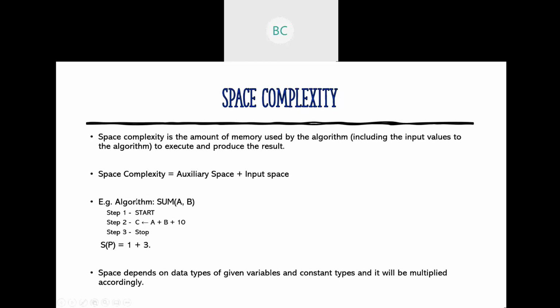Suppose for this particular algorithm, this is the same example I gave last time. Can anyone tell what is 1 here and how come we get 3 for this algorithm? A is integer, B is integer, and C is character. Why this term 1 and why this term 3 comes? Any guesses?